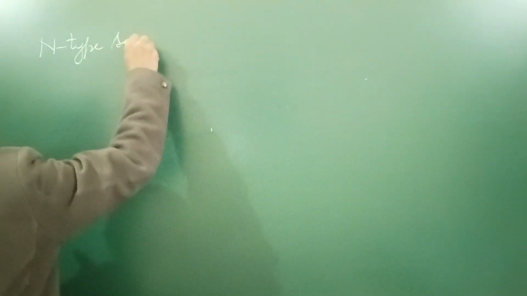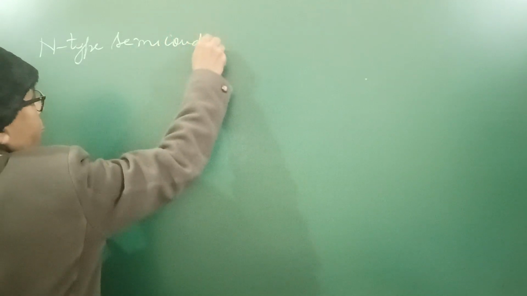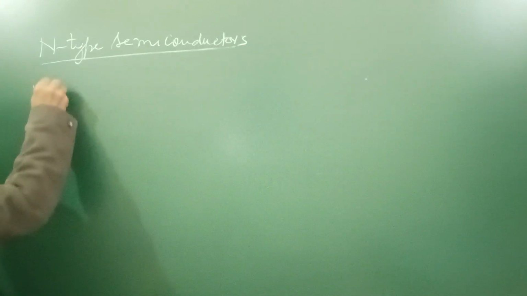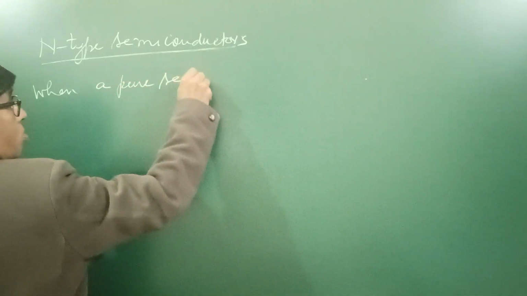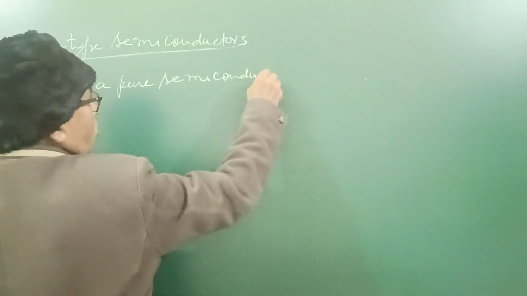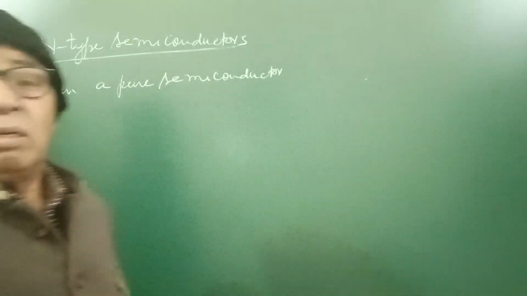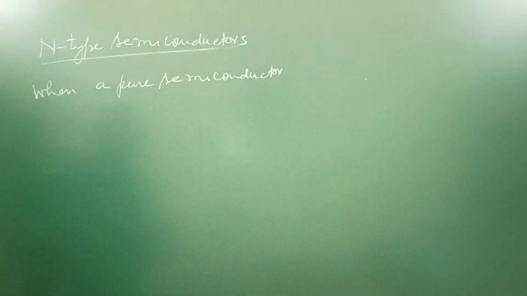N type semiconductors. When a pure semiconductor, silicon or germanium, is doped... People use different language, which confuses and is difficult to remember. I am using simple language here.